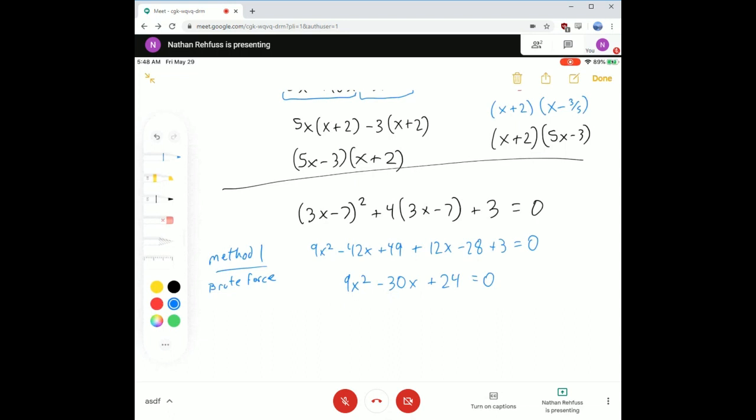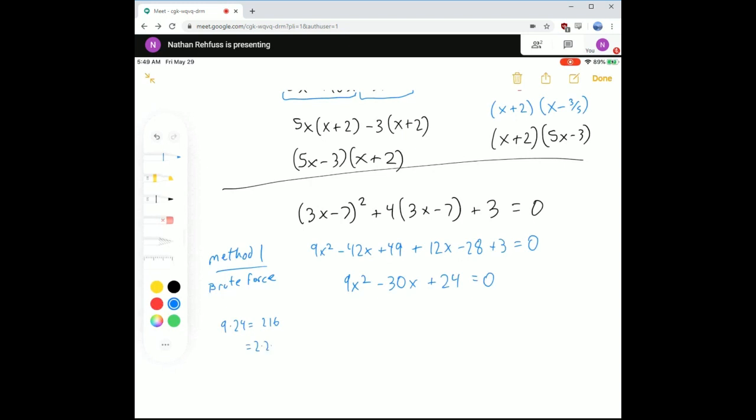Oh boy. What two numbers would work here? So let's see, 9 times 24, that's 3 times 3 times 3 times 2 times 2 times 2. 9 times 24 is 216, which is 2 times 2 times 2 times 3 times 3 times 3. Just to save you the time of doing the factor tree, I did that one in my head. I need them to add up to 30.